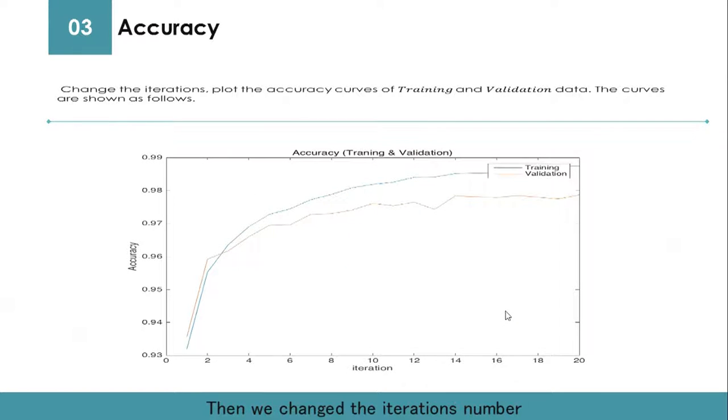Then we change the iteration number and plot the accuracy curves of training and validation data. The curves are shown as follows. According to the above figure, we can see that the accuracy is rising all the time. However, there's a fluctuation in the validation data accuracy curve. The reason is also due to the overfitting I mentioned before.